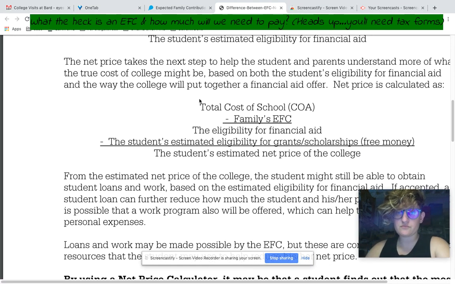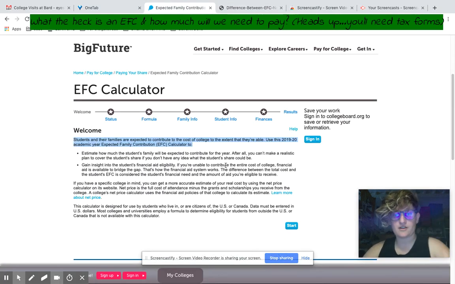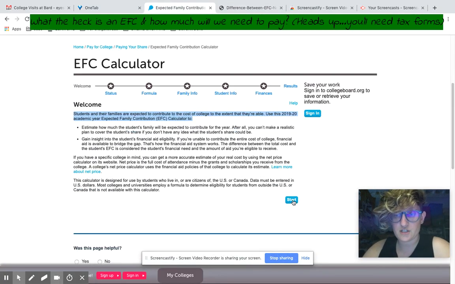So, again, total cost of attendance minus the family's EFC equals the eligibility for financial aid. And then you subtract the student's estimated eligibility for grants and scholarships, and that's the student's estimated net price of the college. And that's a big deal, that number. It's the student's estimated net price of the college. Now let's go back and look at how to do this. So I'm going to hit start.